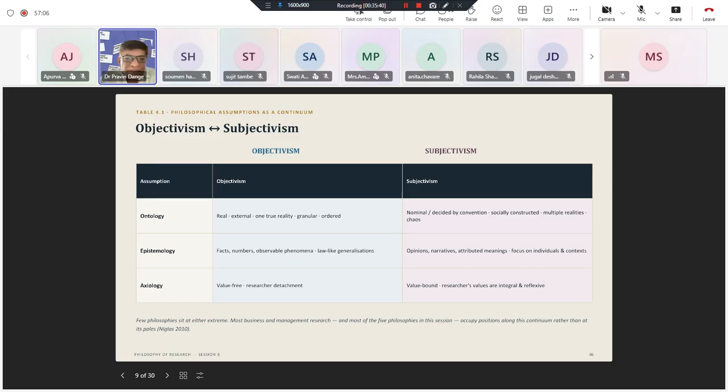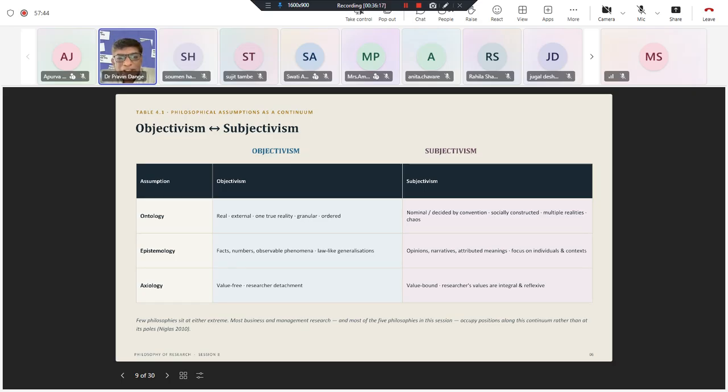So, these three things are divided on the continuum of objectivism to subjectivism. Right? Objectivism believes that reality is what is real. It is external. Things are real, external, one reality, and it is granular and ordered. Right? The reality is external. It is one reality. Our job is to observe that reality objectively, and understand the order and why it is the way it is.